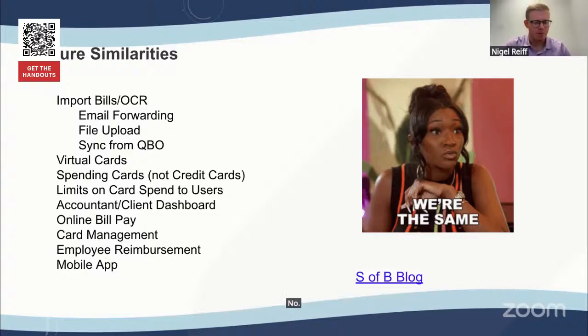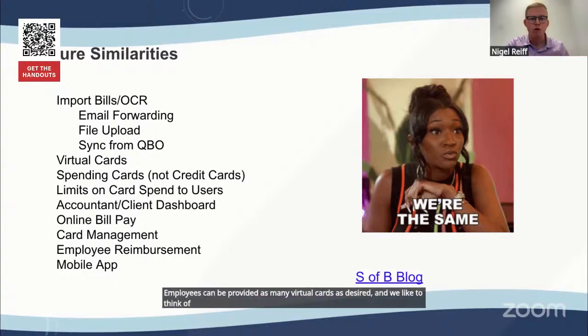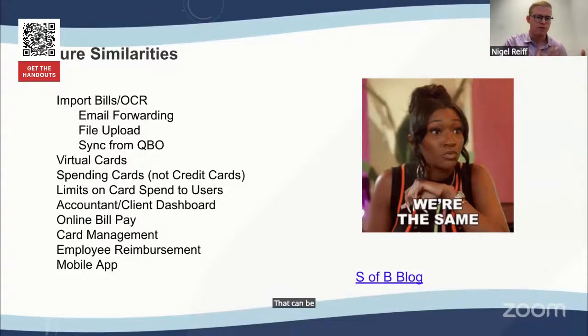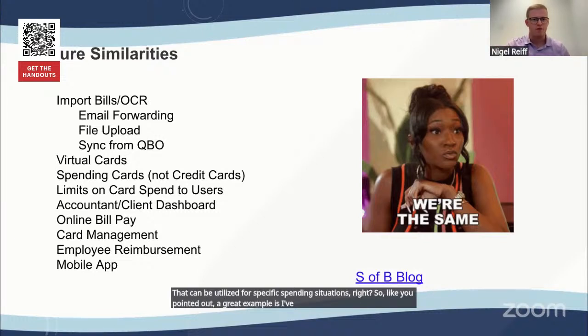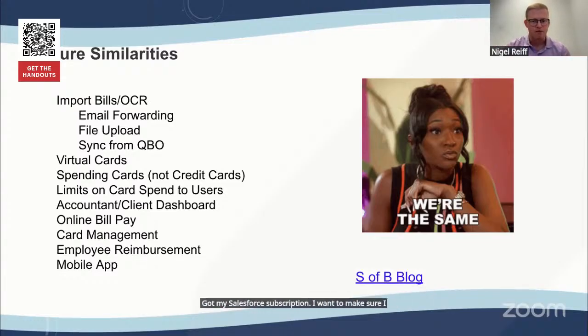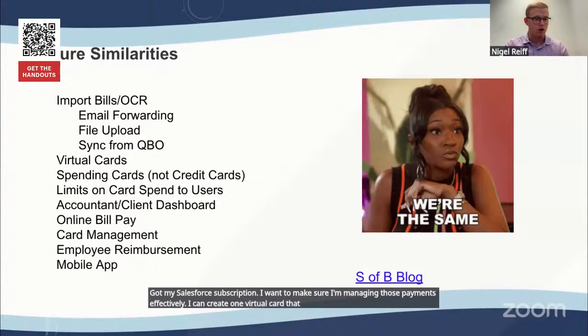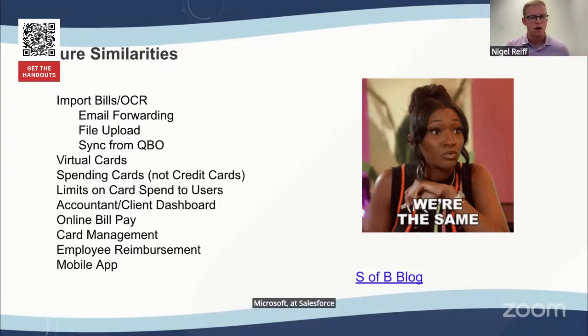No. And yeah, I was going to jump in there to talk a little bit more about virtual cards. With Ramp, employees can be provided as many virtual cards as desired. We like to think of virtual cards more like an allocated budget or funds that can be utilized for specific spending situations. Like you pointed out, I've got my Microsoft subscription and my Salesforce subscription, and I want to make sure I'm managing those payments effectively. I can create one virtual card that does all of those, and I can even lock it down within Ramp to say this card can only be spent at Microsoft and Salesforce. Anywhere else automatically declines.